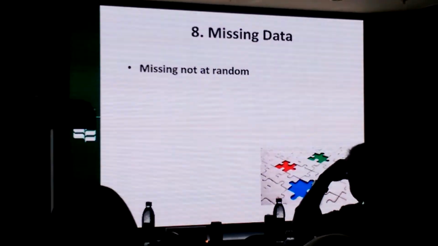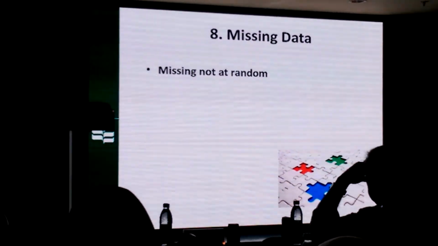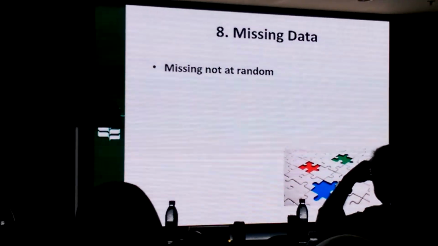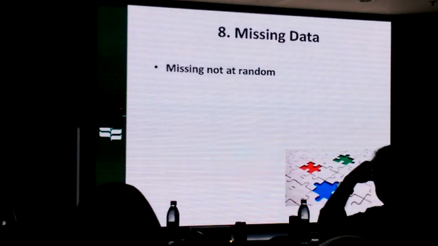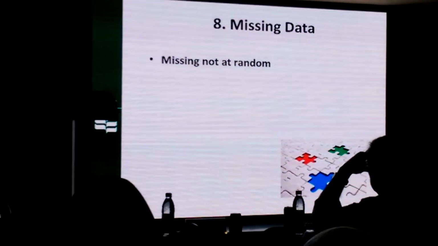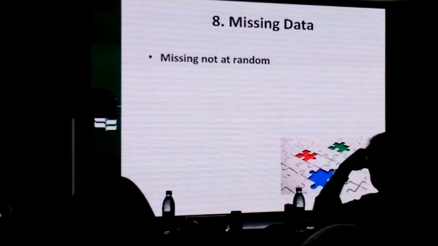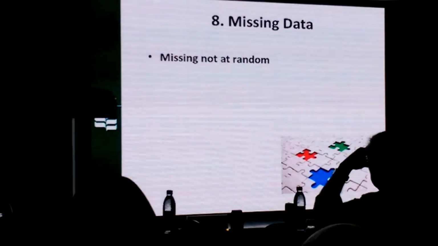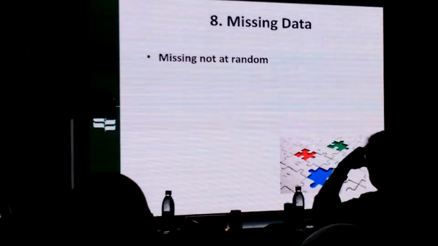And then number 8 is missing data. Oh well, if the data are missing at random, then everything is perfect. We can easily deal with data missing at random using any kind of computer software like WinStat or FastStat. But sometimes, unfortunately, the data may not be missing at random. They are missing not at random.